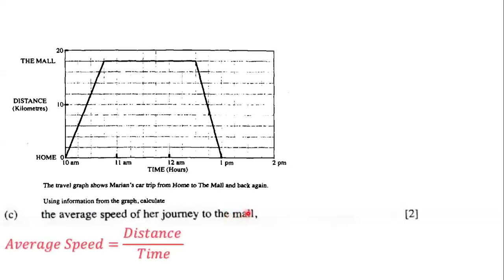Now, what is average speed? Well, average speed is going to be equal to the distance divided by time. Now, what is the distance from home to the mall? Well, the distance from home to the mall is 18 kilometers. So it's 2, 4, 6, 8, 10, 12, 14, 16, 18. So the distance is 18 kilometers. That's the distance from home to the mall.